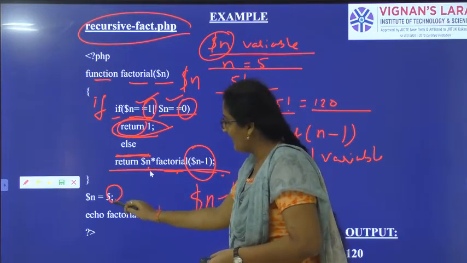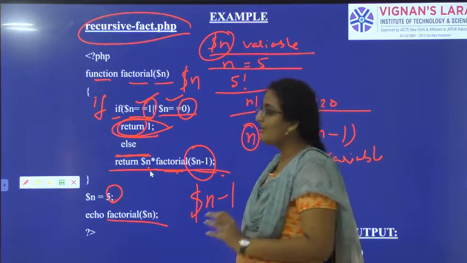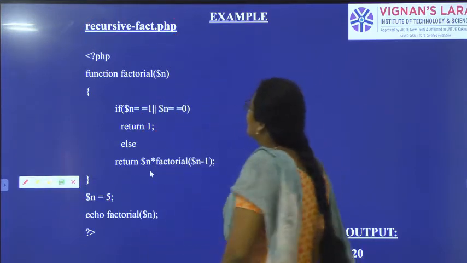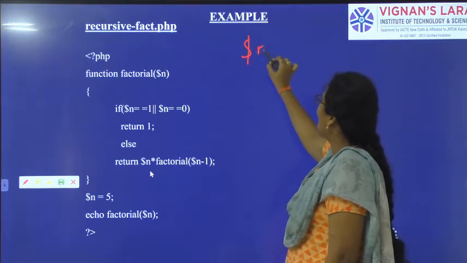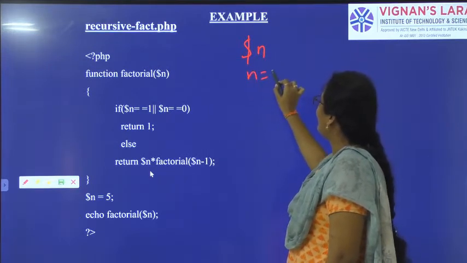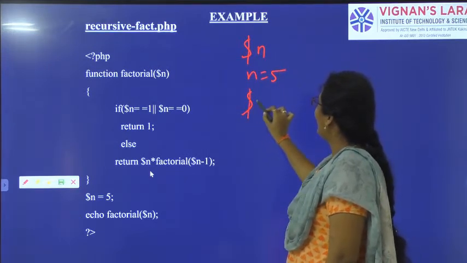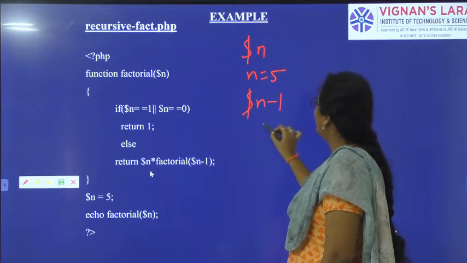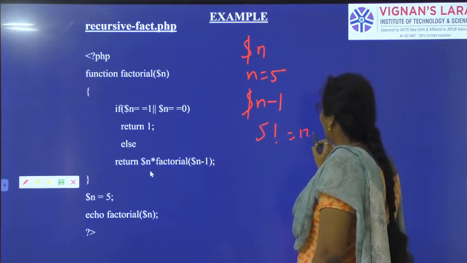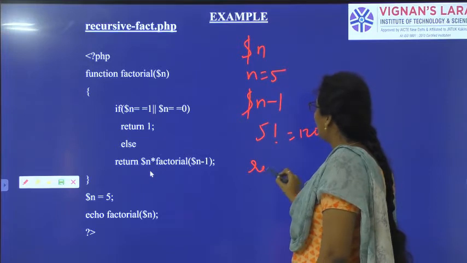Value of n is 5. You should print the factorial of n. Simple. So we have to create a variable n. Value of n is 5. So variable n minus 1 also created. 5 factorial will be 120. For this we are using recursive function.